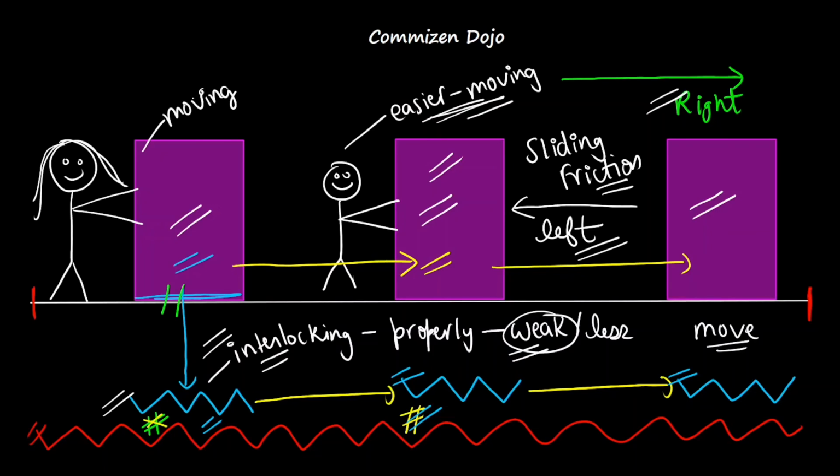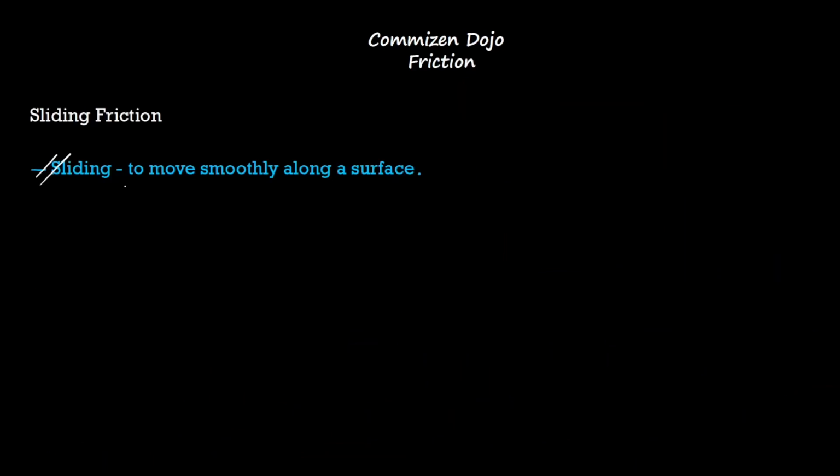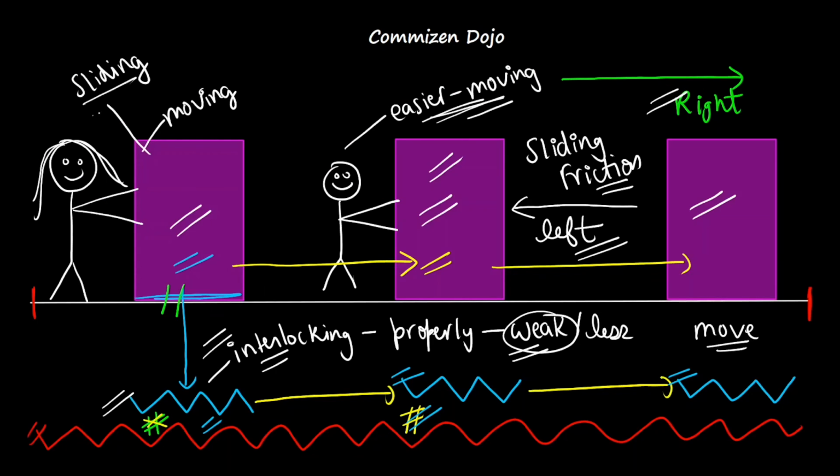And wait a second, I said that the box is sliding, isn't it? Why? Take a look at the definition of sliding again. Sliding is to move smoothly along a surface. Over here the box is moving along the surface, and it is moving smoothly along the surface. So the box is sliding. When the box is sliding on the floor, the friction that is acting on it is called sliding friction.